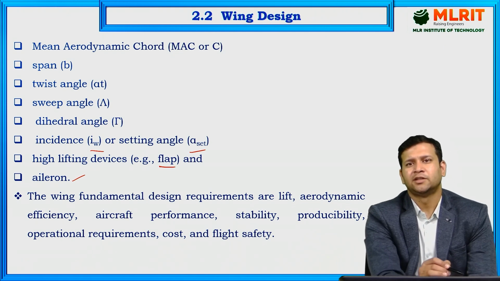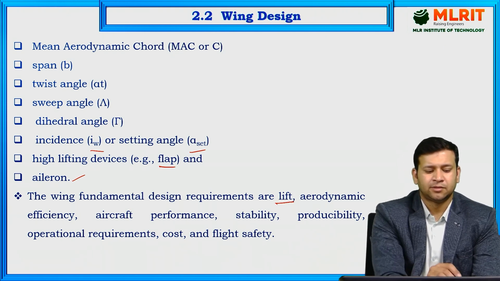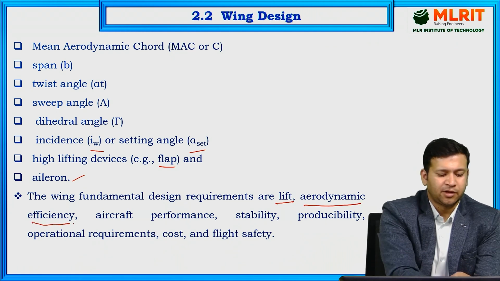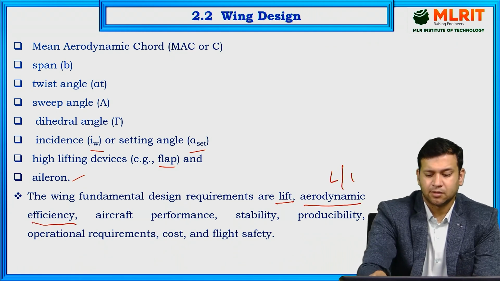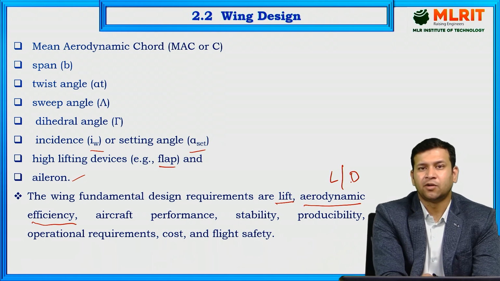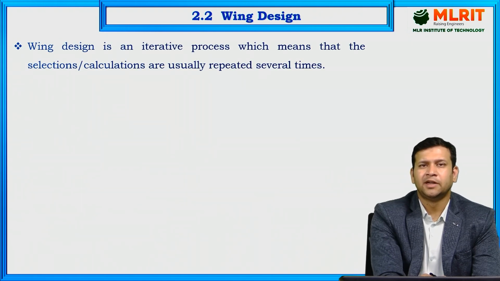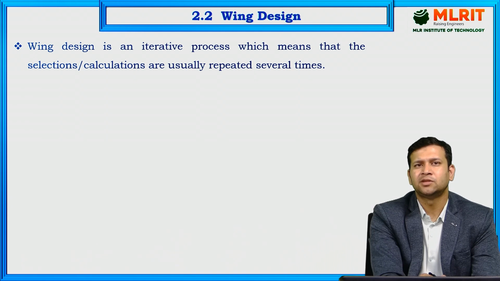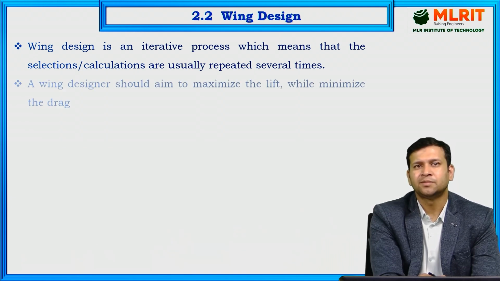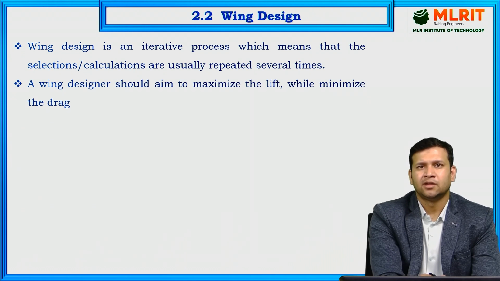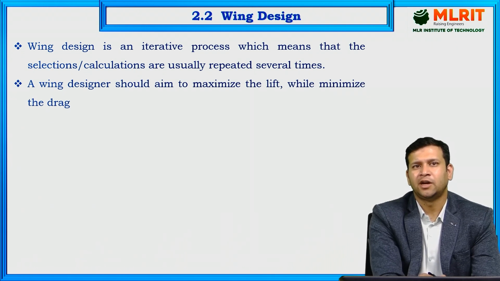The wing fundamental design requirements are lift, aerodynamic efficiency, which is L by D, aircraft performance, stability, producibility, operational requirements, cost, and flight safety. These are the fundamental requirements of the wing design for any aircraft. Wing design is an iterative process, which means that the selections or the calculations are usually repeated several times. And as a designer, the aim should be to maximize the lift while minimizing the drag.